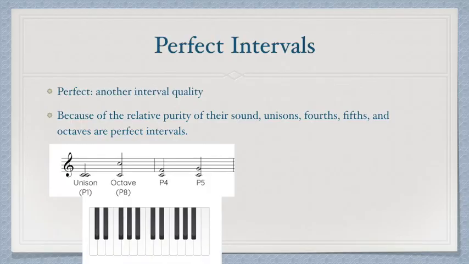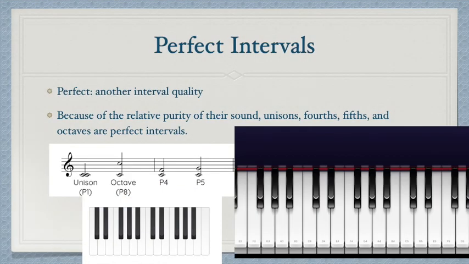Just like major and minor, perfect is just another interval quality. It is called perfect because of the relative purity of their sound. So unison, fourth, fifth, and octaves cannot be called either minor or major. Their quality is called perfect. So it's perfect first, perfect eighth, perfect fourth, and perfect fifth, where the perfect first and perfect eighth we can call unison and octave.